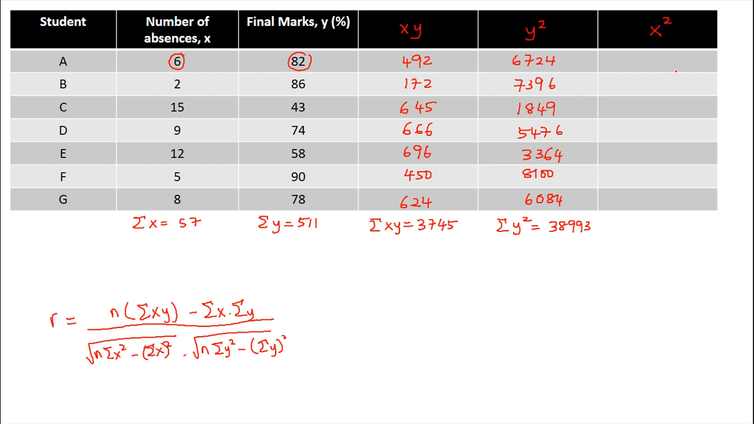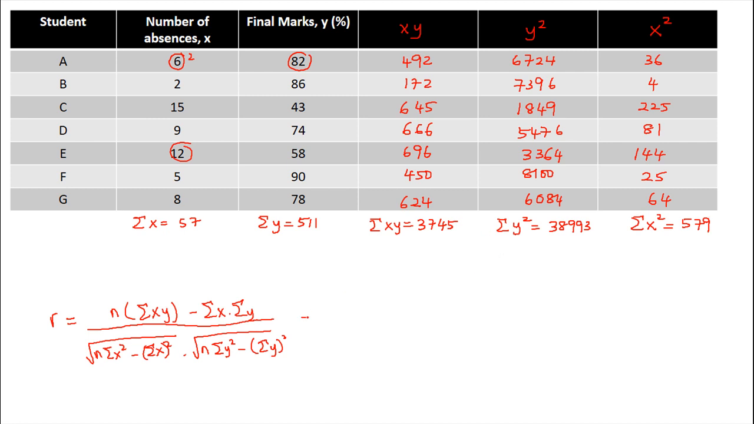So you just have to square the value of x. So 6 square is 36. Then 2 square is 4, 15 square is 225, 9 square is 81, then 12 square is 144, 5 square is 25, and 8 square is 64. And total up this column, so we will get the sum of x square. The sum of x square for this question is 579. Right, so now we have all the values, and we just have to substitute in the formula to get the correlation coefficient.